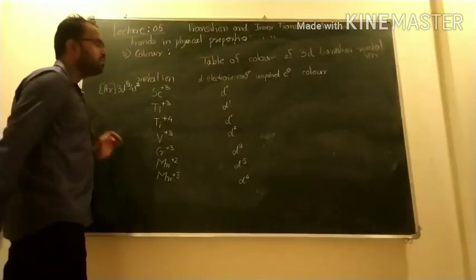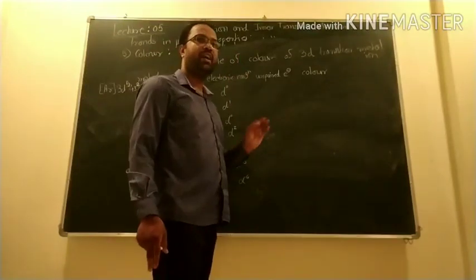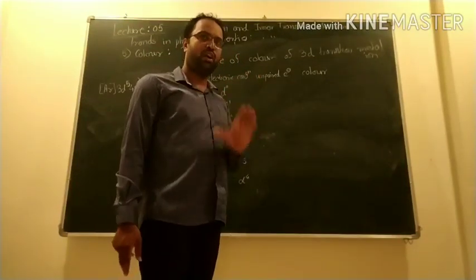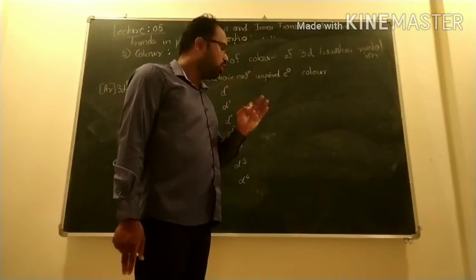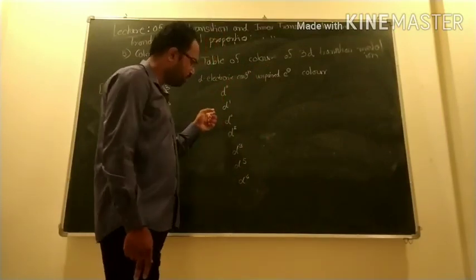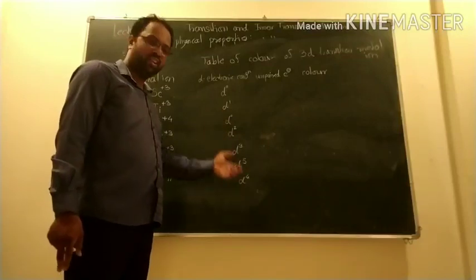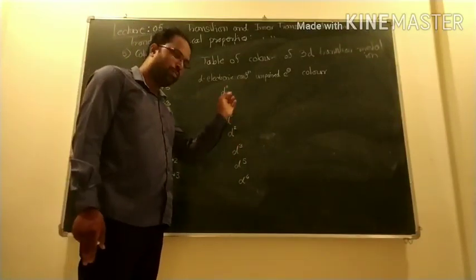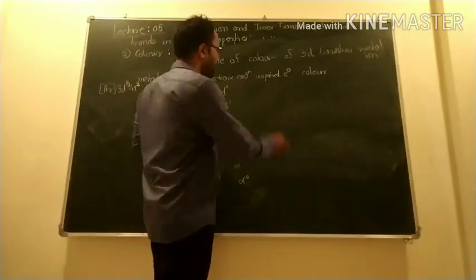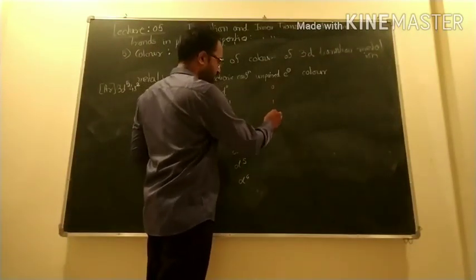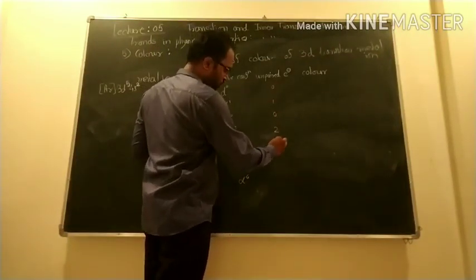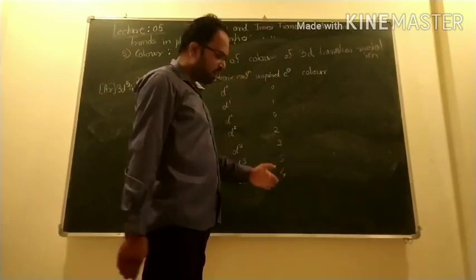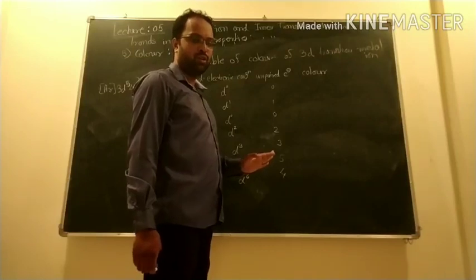Now we write the unpaired electrons. The d orbital has 5 orbitals, and each orbital gets 1 electron first: electrons fill singly. So the numbers of unpaired electrons are 0, 1, 0, 2, 3, 5 and 4. So these are the unpaired electrons.